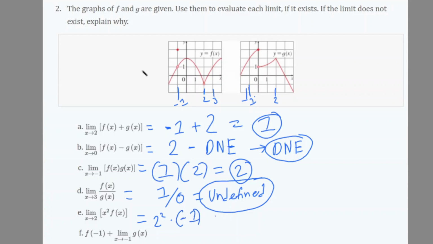So 2 squared times negative 1 would just give us negative 4. And then for this, I'm going to move that over there. So f of negative 1, the y value of f at negative 1, is it 3? Because this circle is shaded in, which means that's the point at that point. It doesn't necessarily have to be the limit. So that would be 3 plus the limit as x goes to negative 1 of g of x. That is 2. So 3 plus 2 is just 5.